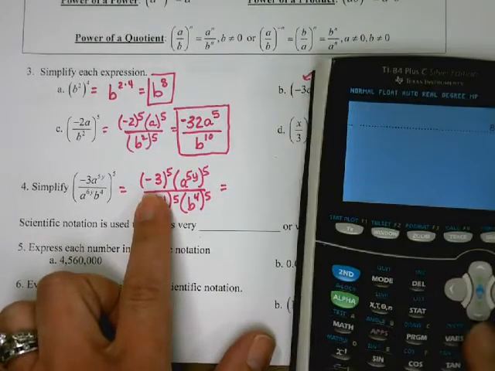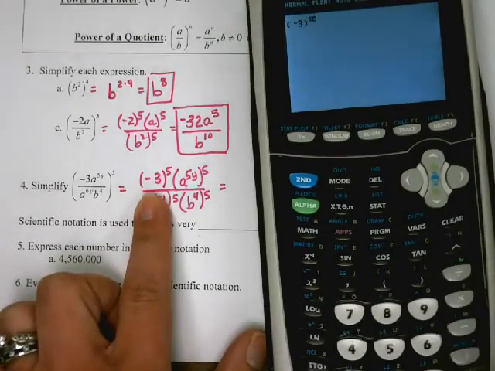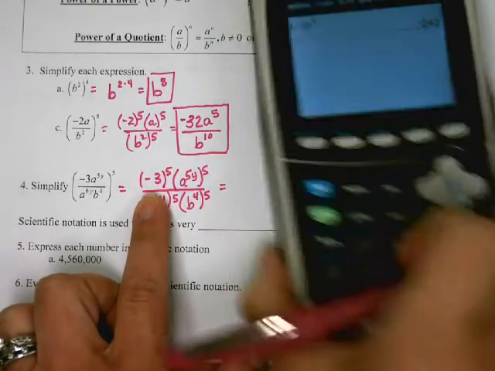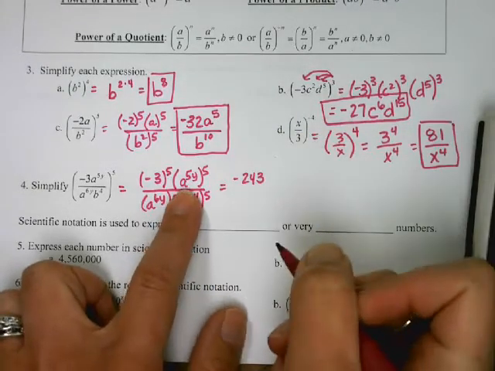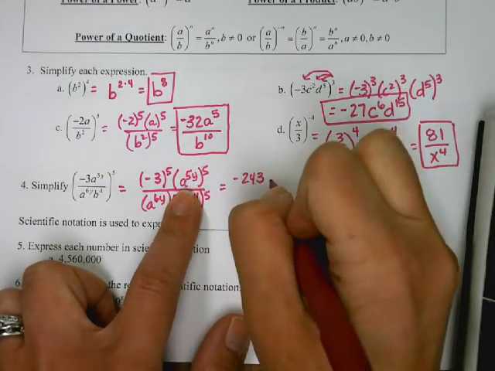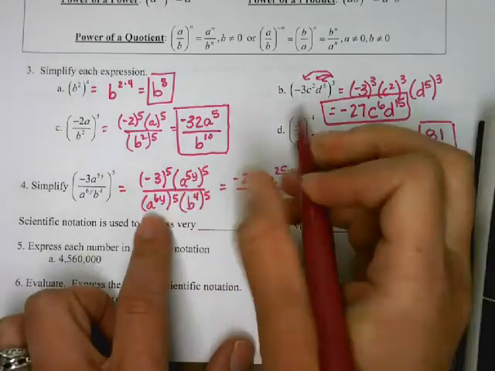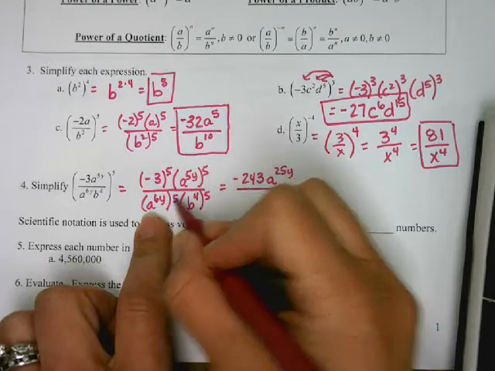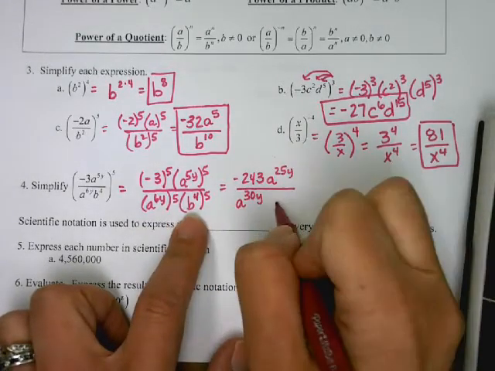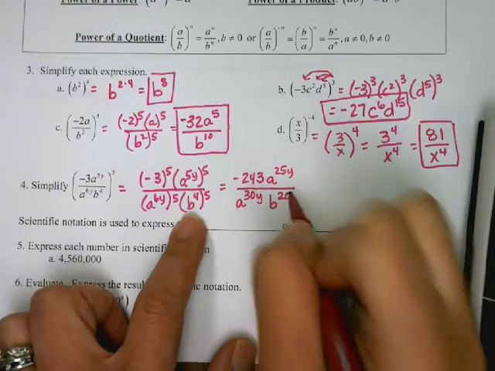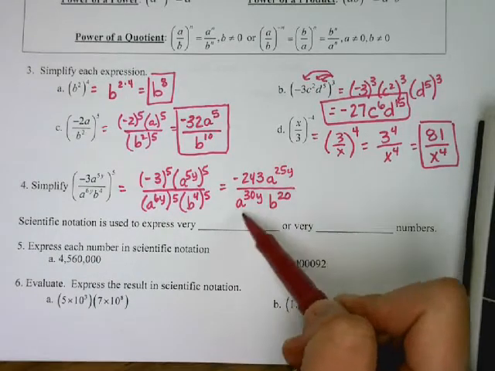Negative 3 to the 5th, parentheses, negative 3, power of 5, negative 243. a to the 5y to the 5th. Well, 5y times 5 is 25y. a to the 6y to the 5th is a to the 30y. b to the 20th.